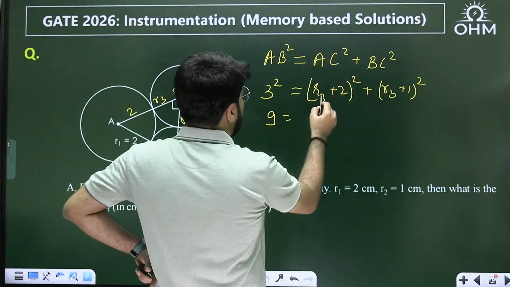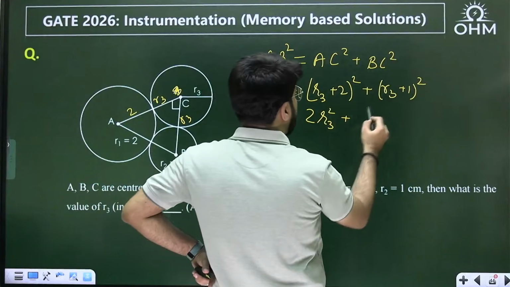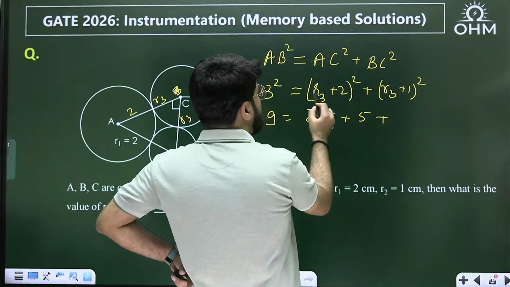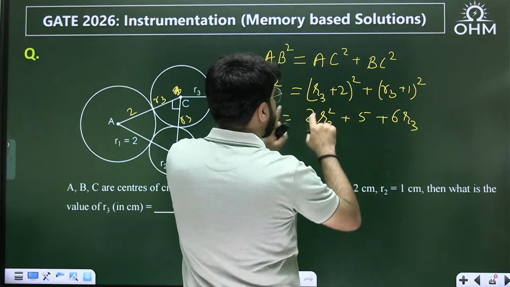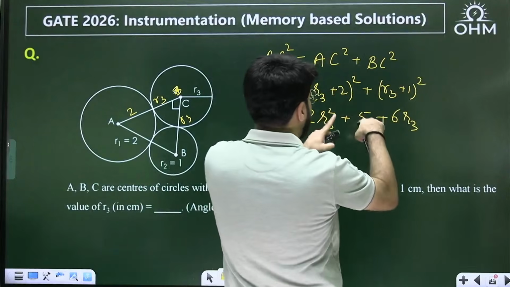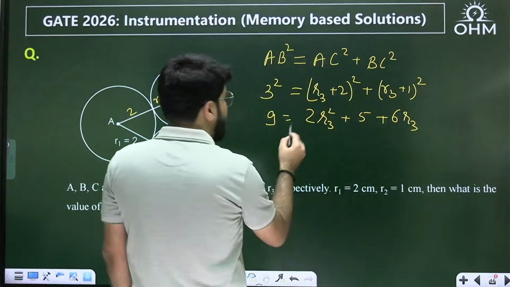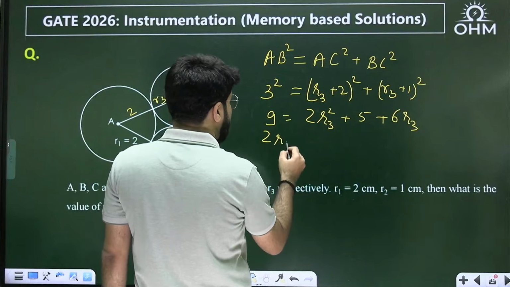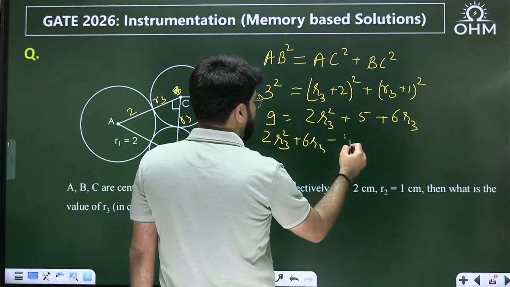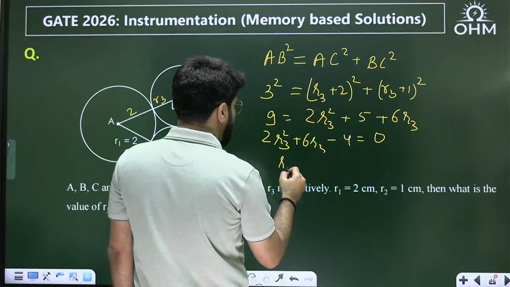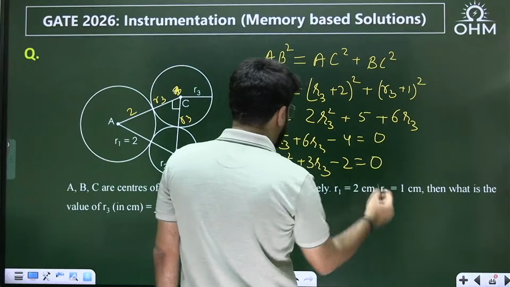This is 9. Okay, R3 square, total 2R3 square. Okay, plus 4 plus 1, 5. Okay, 2AB. So 4R3 here and 2R3 here, 6R3 total. Right now? 2R3 square, then 4 plus 1, this is 5. And this is 2AB, 4 to 6. Okay, then if I want to simplify, what else I have? 2R3 square plus 6R3 and minus 9 this side, so minus 4 will be equal to 0. Cancelling 2. So R3 square plus 3R3 minus 2 equal to 0.